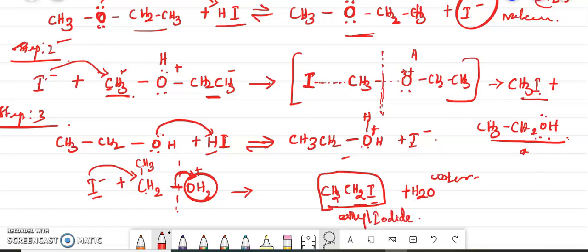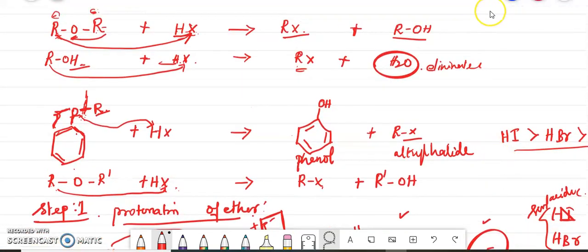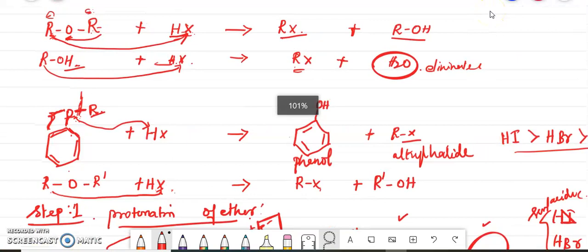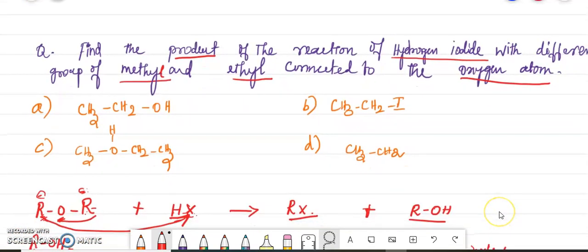Let's see if there is an option with ethyl iodide in the question. Let's see the question here. Which is the correct option? Ethyl iodide, so option B is the correct answer for this particular question.